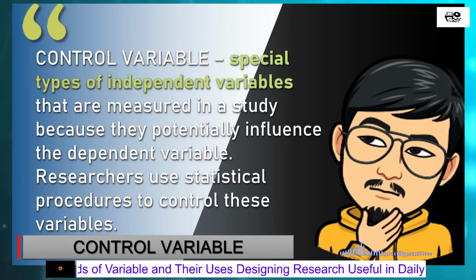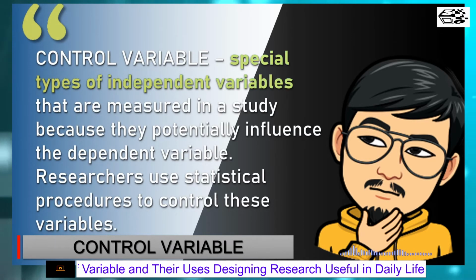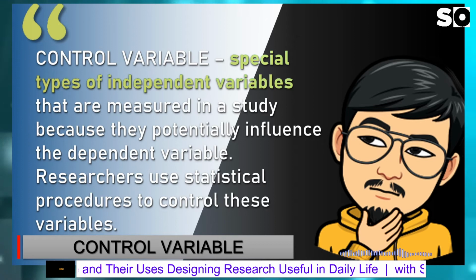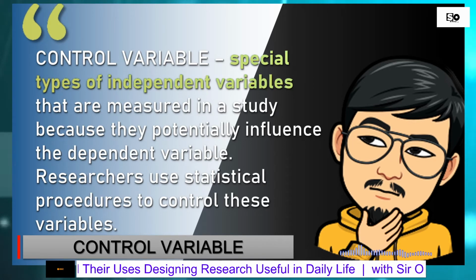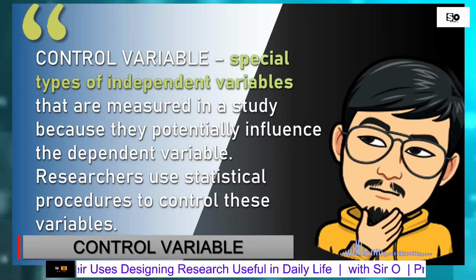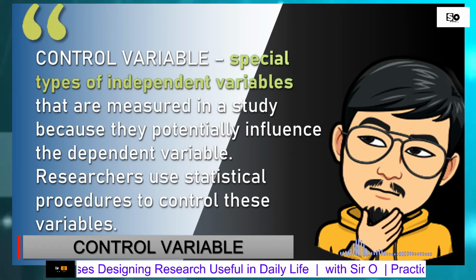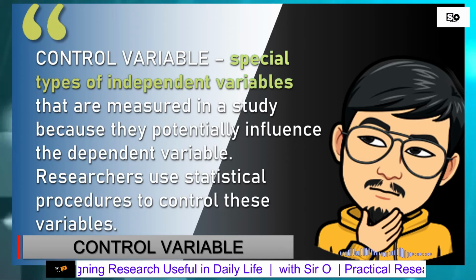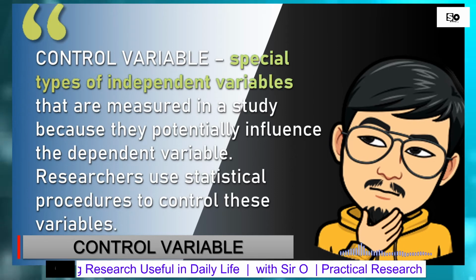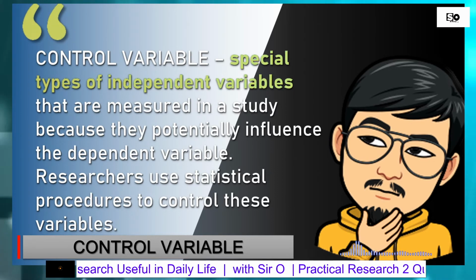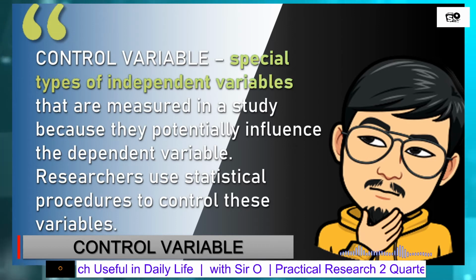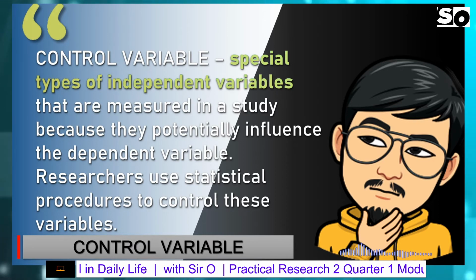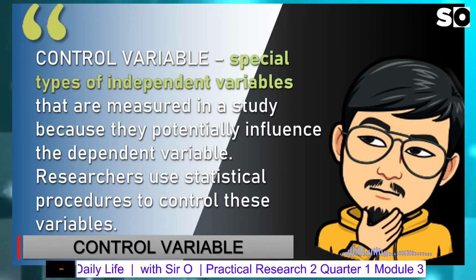Control variable. Control variables are special types of independent variables that are measured in a study because they potentially influence the dependent variable. Researchers use statistical procedures to control these variables. Isang uri ng independent variable na kailangang kontrolin para makakuha ng magandang resulta sa ating research. Halimbawa, amount ng tubig na gagamitin sa pagdilig ng isang halaman, uri ng soil o lupa na gagamitin sa pagtatanim, at marami pang iba.